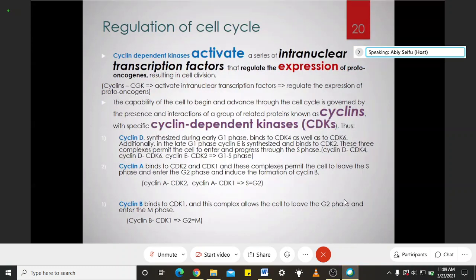So, as we have said, the cell cycle is a finely regulated process. Cells do not enter division randomly. This regulation is through molecules or proteins known as intranuclear transcription factors. These intranuclear transcription factors regulate the expression of the proto-oncogenes. The proto-oncogenes then allow the cell to proceed with cell division.